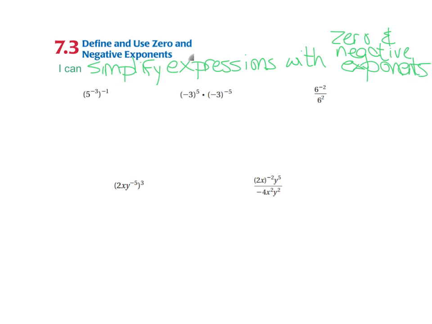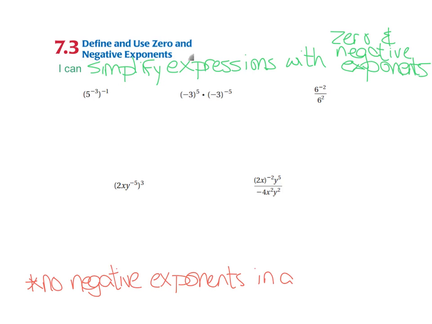Okay, now what's important to remember, this is a big deal with expressions that have exponents in them. This is one of the rules somebody made along the way, and this is how you know something is simplified. There can be no negative exponents in an answer. If you have a negative exponent in an answer, it is not simplified all the way. You have to fix the negative exponents, okay?